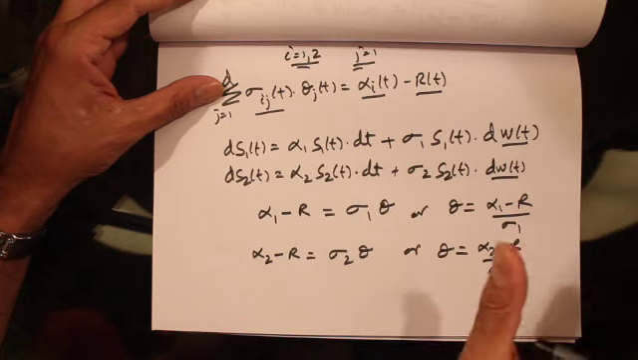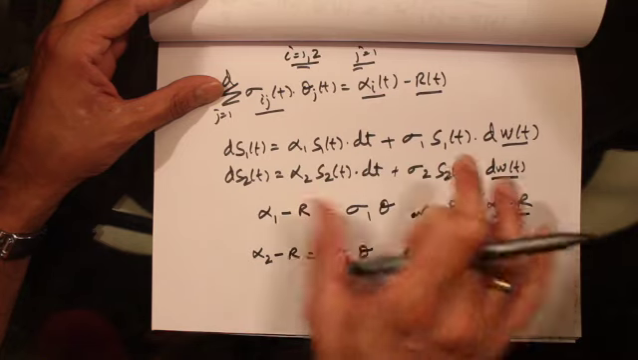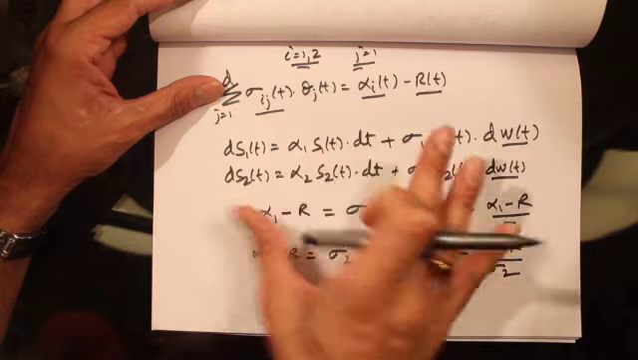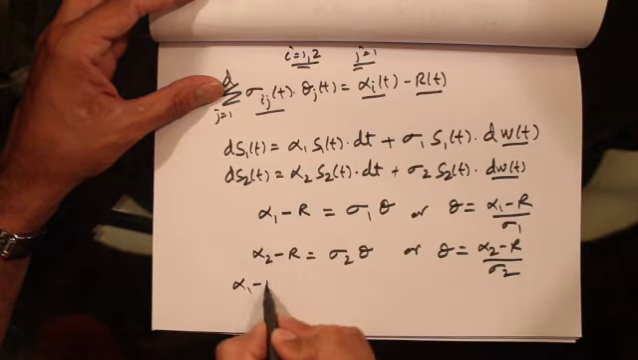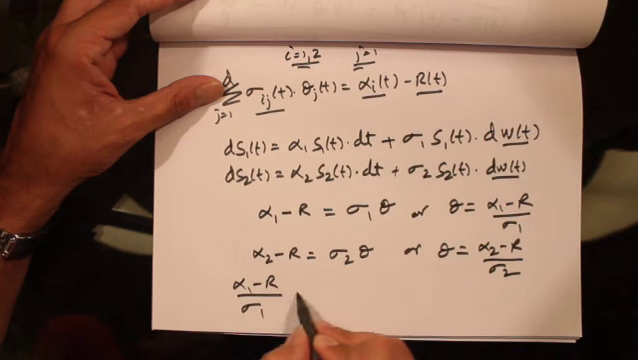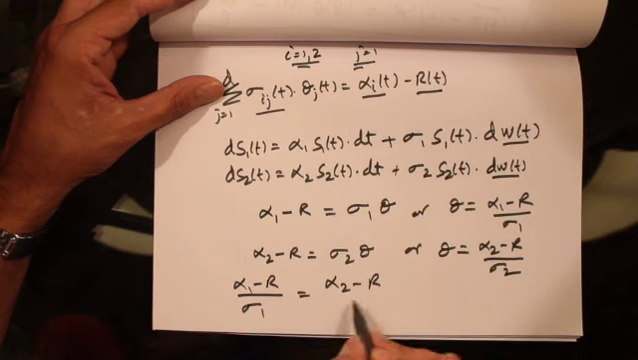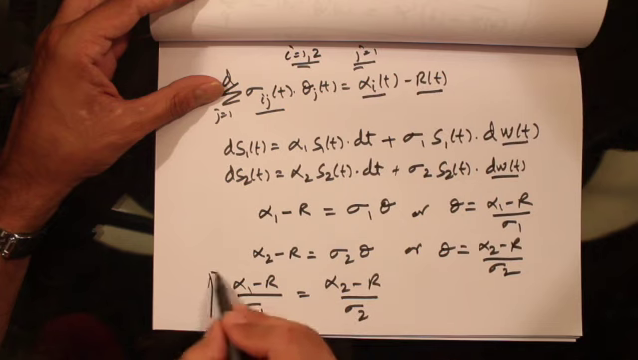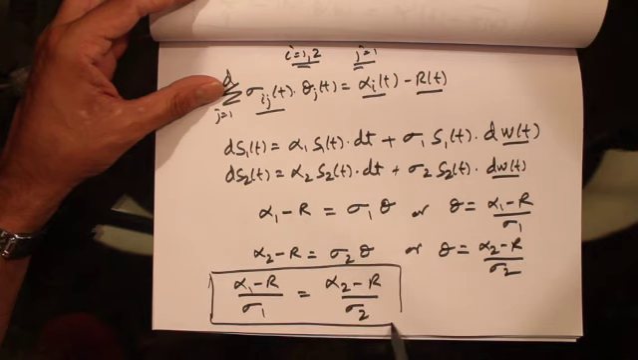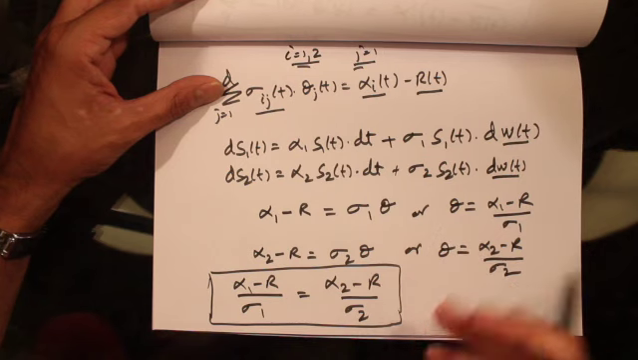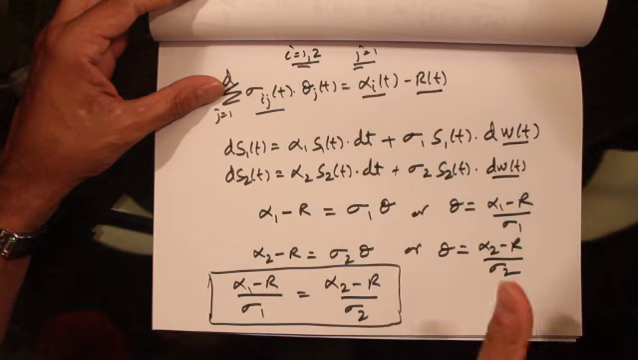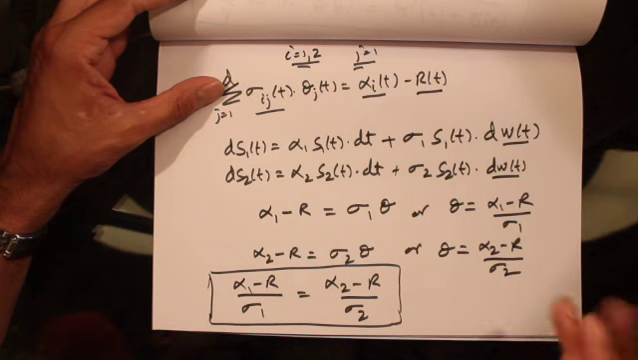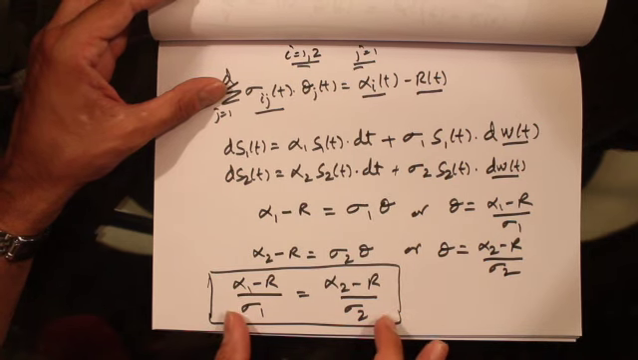Now in order for the risk neutral measure to be unique, we need these two thetas to be equal. So we need (alpha 1 minus r) by sigma 1 to equal (alpha 2 minus r) by sigma 2. If this is the case, then we have a unique theta, then we get a unique probability measure, and if we get a unique probability measure, then there is no arbitrage in the model. That is what we need for no arbitrage.